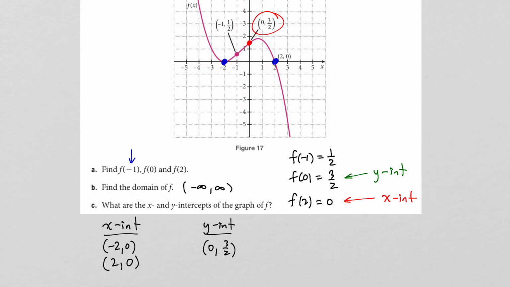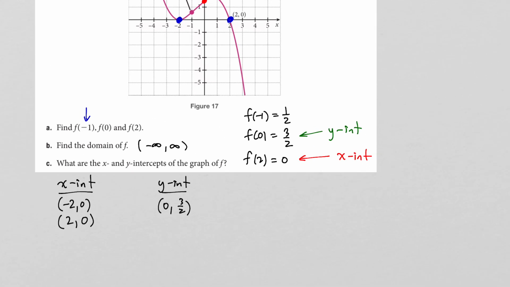Now, one thing they didn't ask for, but they could have asked for, is, what are the zeros of f of x? Well, remember, asking what are the zeros of f of x is the same thing as asking where does it cross the x-axis. And you can see that it crosses the x-axis here, and it crosses the x-axis here. So the zeros of f of x are x equals -2 and x equals +2. Right? Those are the values of x that give you a y value of 0.